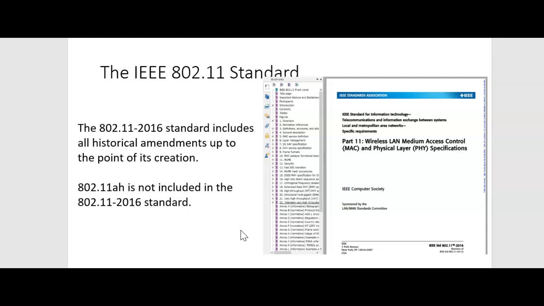But this latest revision, either ratified or released on or about 2016, comes into play. So just keep in mind, when we talk about the certification exam near the end of the semester, everything that's included in the 802.11-2016 standard and the 802.11ah amendment.